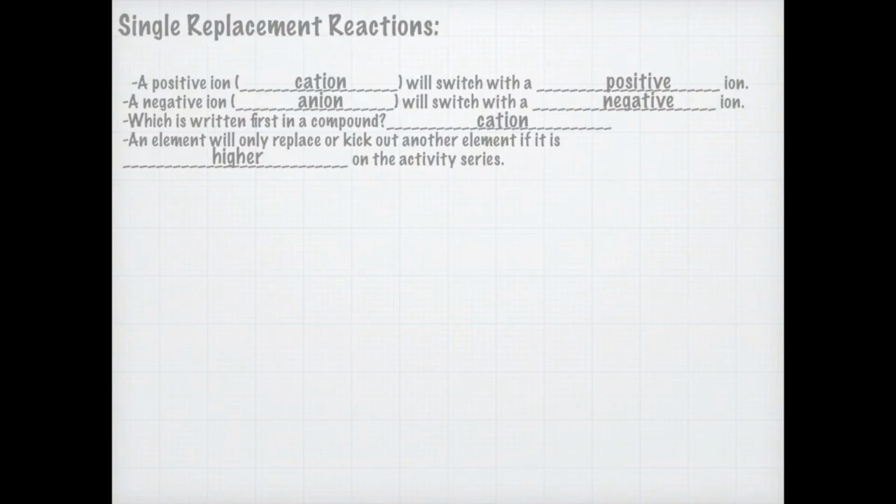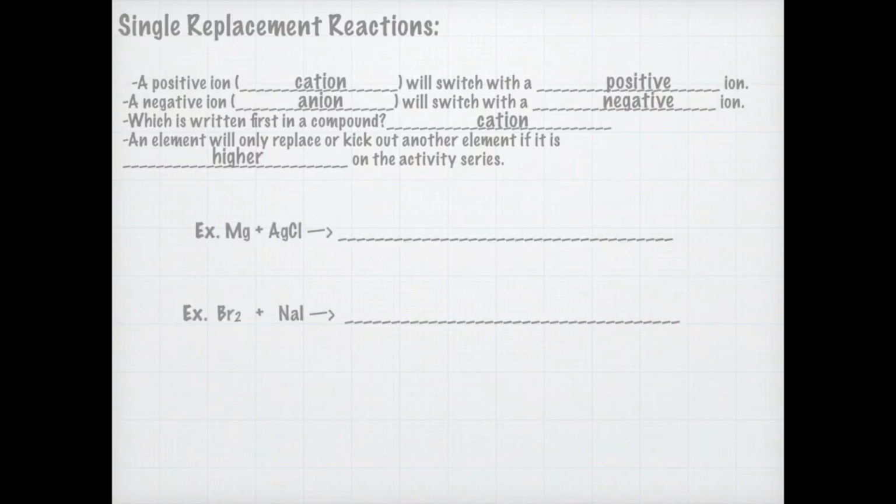All right, so let's look at some examples. I've got magnesium, and magnesium is going to try and kick out either silver or chloride. We've got to figure out which one it's going to try and kick out. Well, magnesium, when it's an ion, is positively charged, which means that magnesium is going to try and kick out silver because silver is also positively charged. So magnesium goes in, and if we look at the activity series, which is in your workbook, we'll look at it more in class. Magnesium is higher on the activity series than silver is.